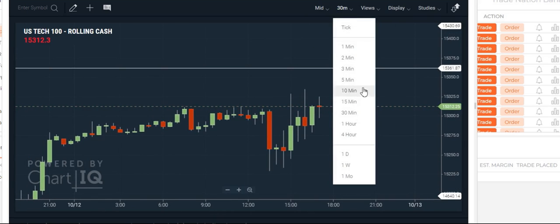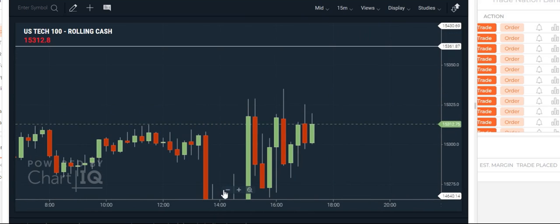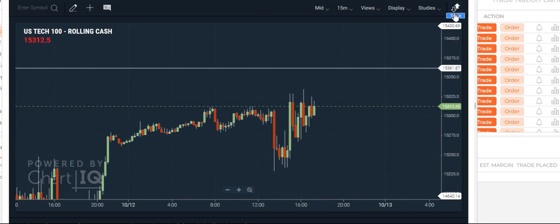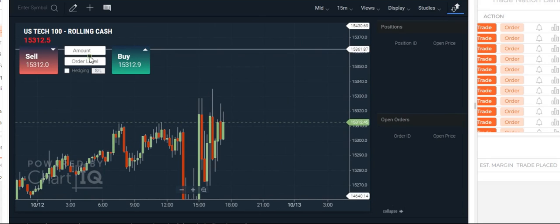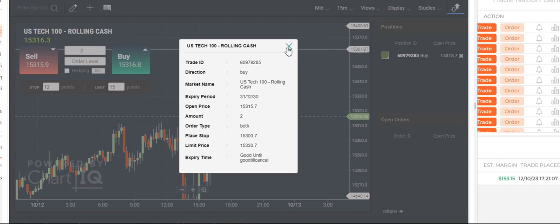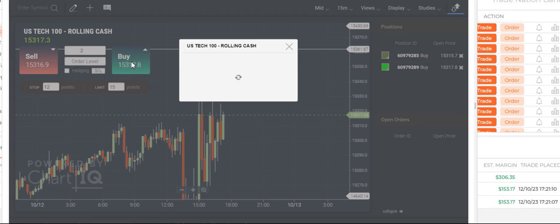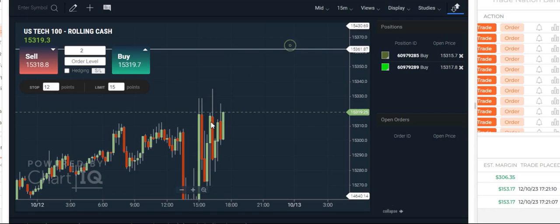It's such an awkward setup because it wants to push to the top. So that's exactly what we're going to do. We're going to open up two contracts, put a 12 point stop loss and 15 point take profit. One contract open. It's a buy position. I've already identified my resistance, and I know my resistance is here.